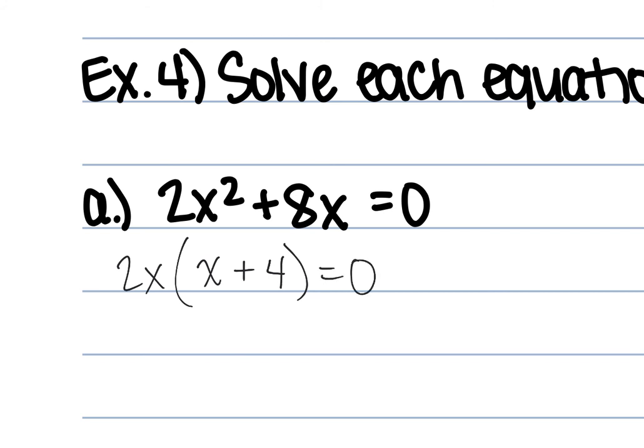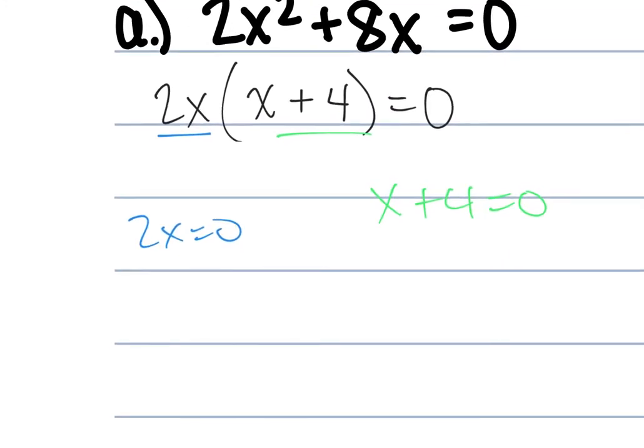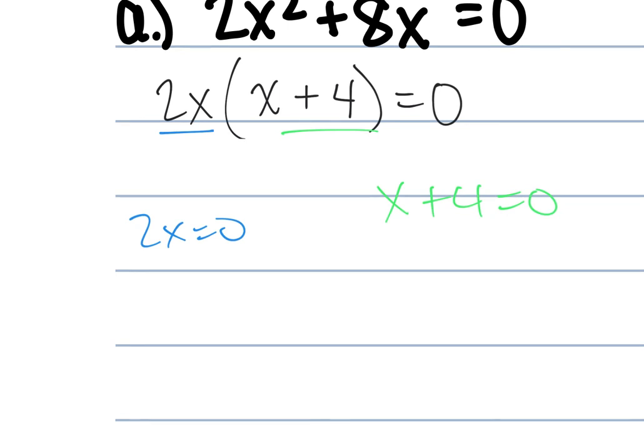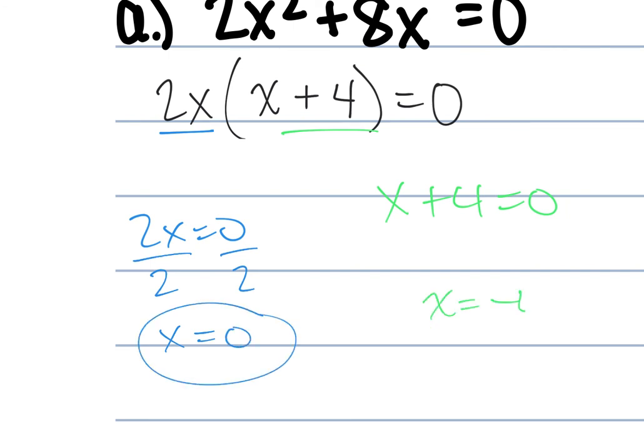Can we use the zero product property here? Yes, why? Because it's a 0, so 2x equals 0, and x plus 4 equals 0. So now x equals? You divide by 2, you get x equals 0. And the second one, x equals? Negative 4.